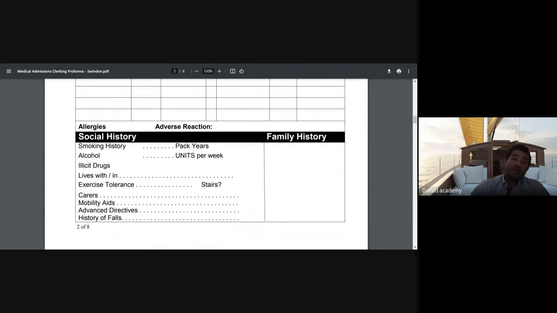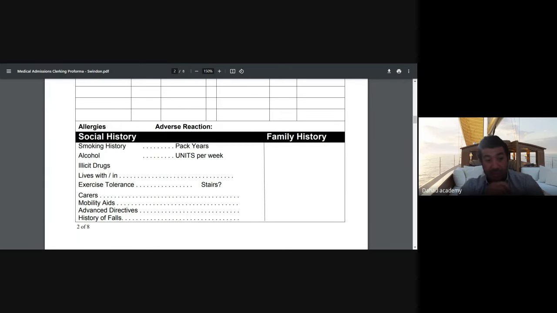Social history is one of the major areas for the medical doctors in the hospital, for the medics. Is the patient smoking? Is it a COPD? Is the patient drinking alcohol? Will he get some sort of withdrawal symptoms? Is he taking any illicit drugs? With whom does the patient live? Does the patient live alone?